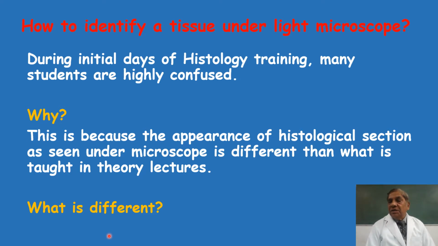This is because the appearance of a histological section which you see under the microscope will be different from what is taught in theory lectures by your teachers. You will try to find that thing which your teacher has drawn on the blackboard, and you will not be able to find that kind of structure under the microscope.